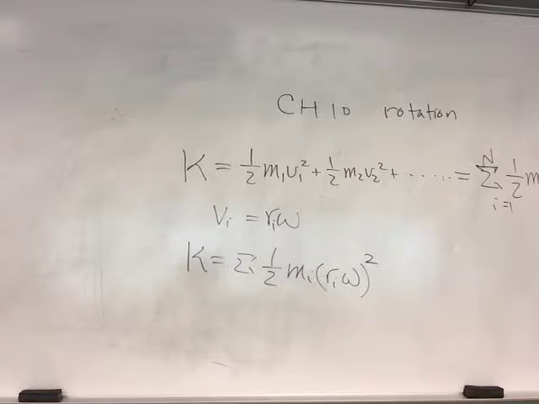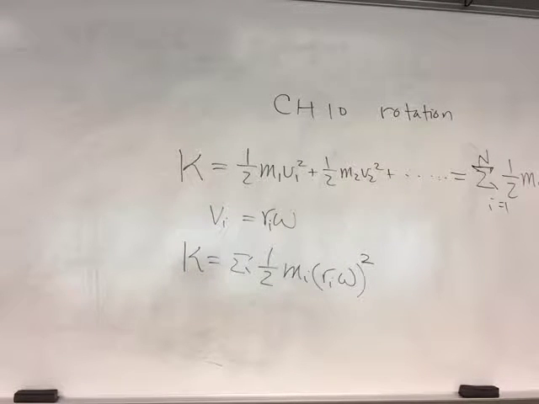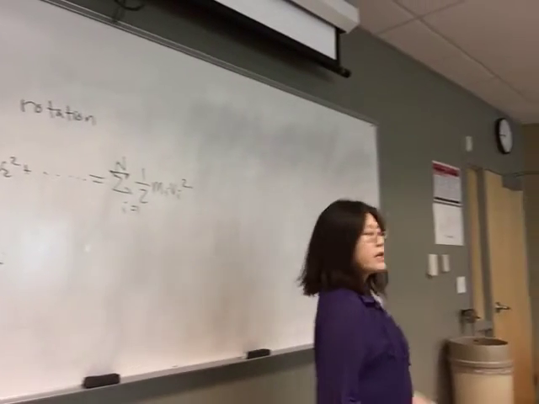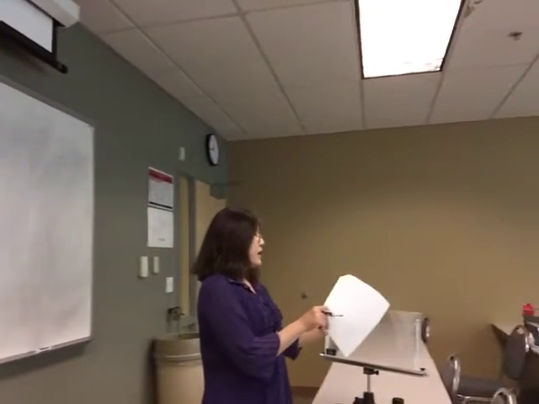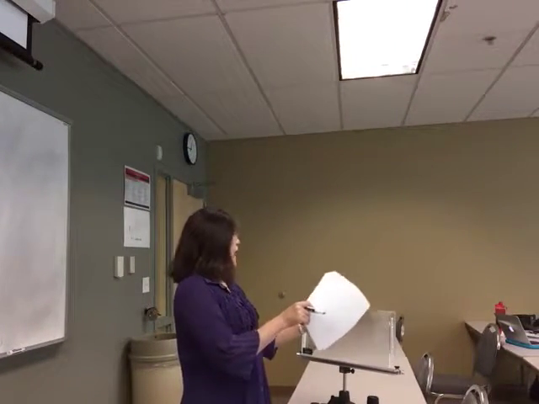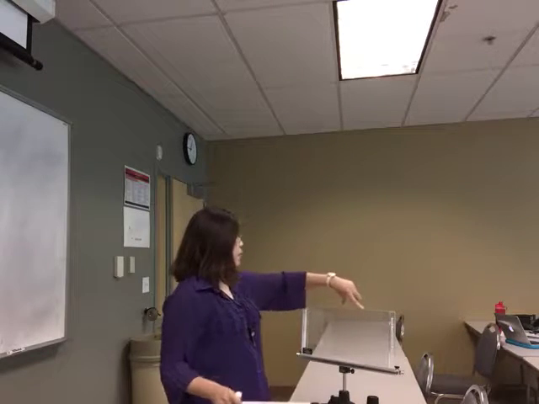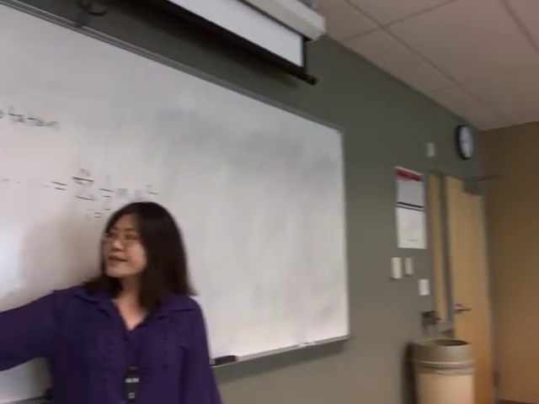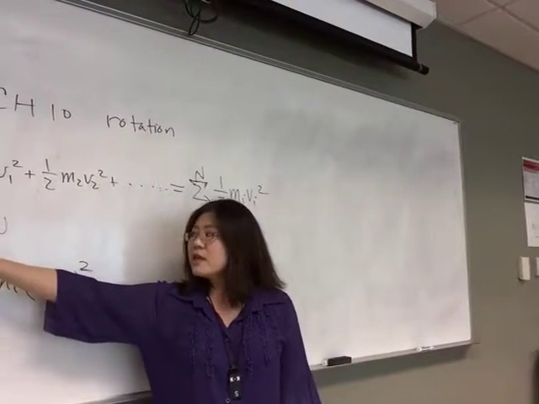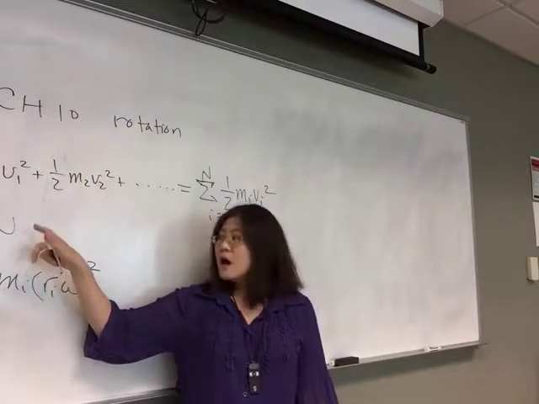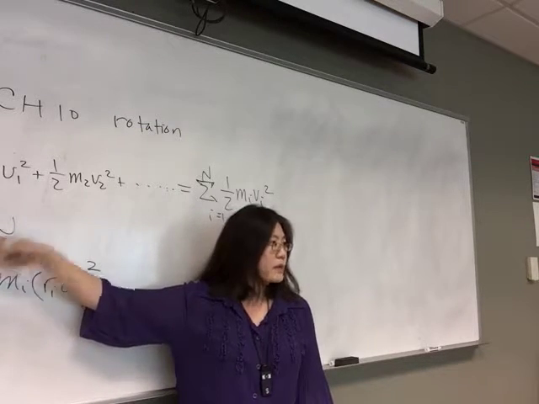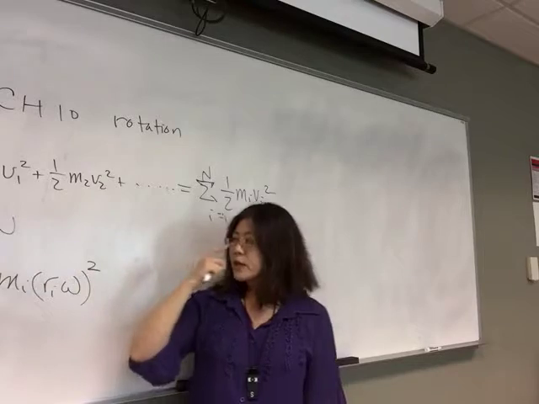So if the object is located here and the object is located there, they will have a different velocity because the radius will be different. Okay, so that's why when you have a rotating object with the same angular velocity, linear velocity and angular velocity are related by this, and the only thing that would change is just the radius, how far away from the rotation axis.